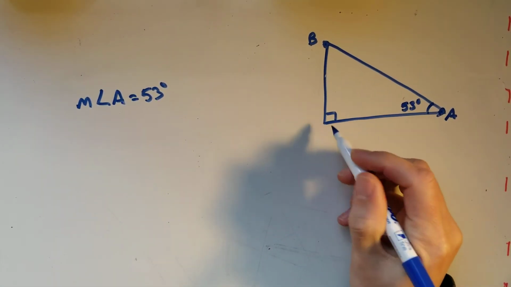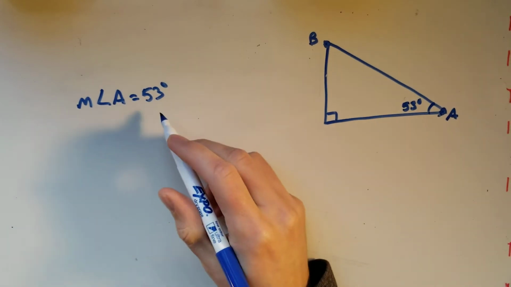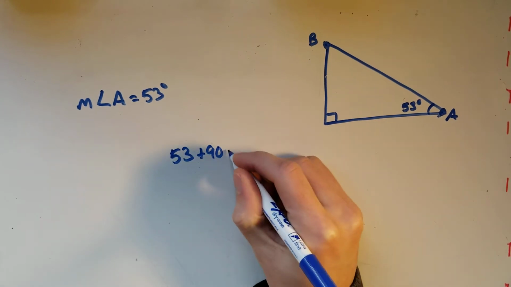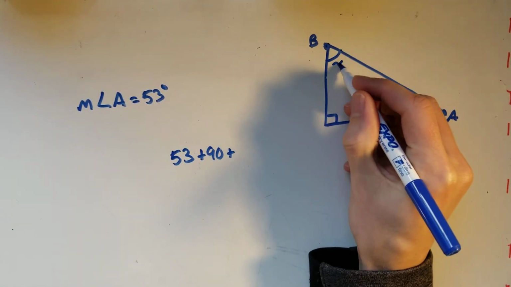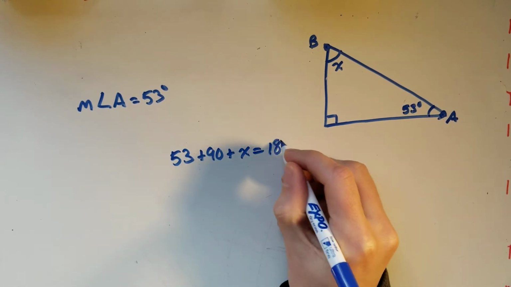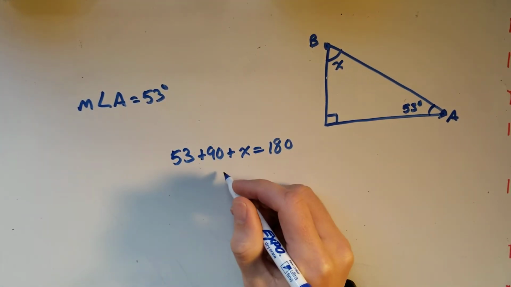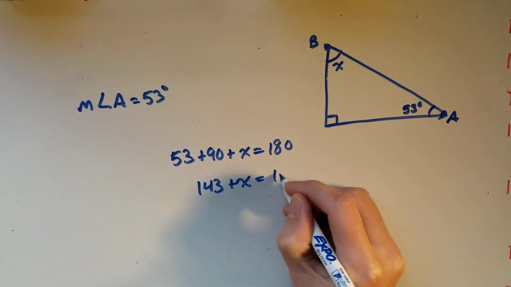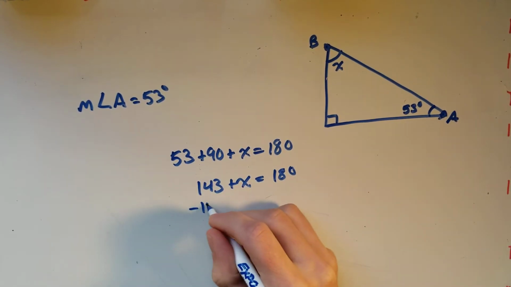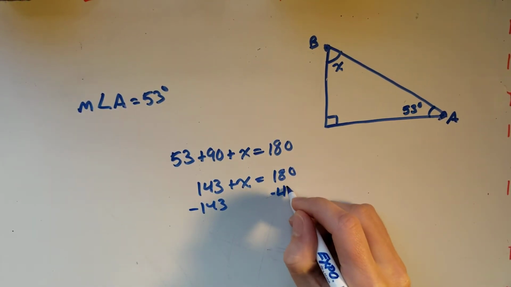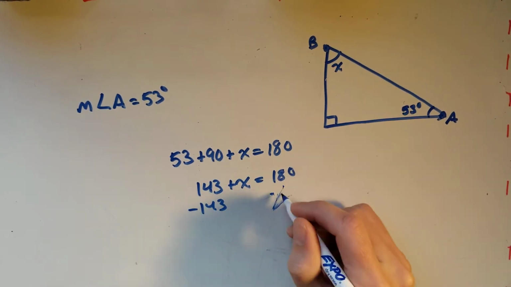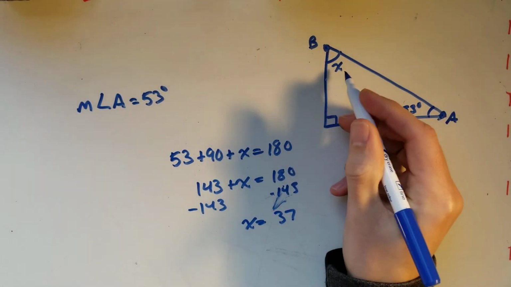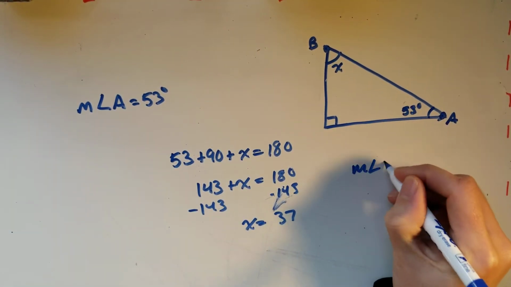So given that it's a right triangle, we know one of the angles is 90, and we know another one of the angles is 53, so we can use that: 53 plus 90 plus, and we'll call it x, plus x should equal 180. Now you can combine like terms together. You get 143 plus x equals 180. You subtract 143, and you get x is equal to 37. And that's going to be the measure of angle B here, your other acute angle.